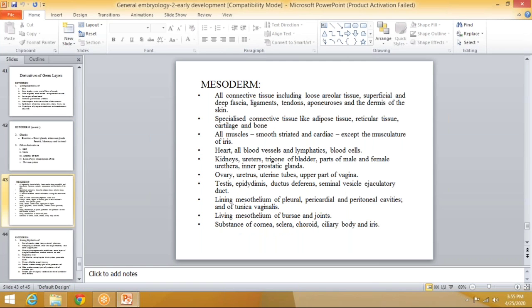Now, the fate of mesoderm: all the connective tissue, tendon, aponeurosis, superficial fascia, deep fascia, adipose, reticular tissue, cartilage, bone, all the muscles except the musculature of iris are mesodermal in origin. Heart with blood vessels, lymphatics, kidney, trigone of urinary bladder, prostatic gland, female reproductive system, male reproductive system, cavities, pleural, pericardial, peritoneal cavities, mesothelium of bursae, joints, sclera, cornea, choroid, ciliary body, iris. Their substance is derived from mesoderm.